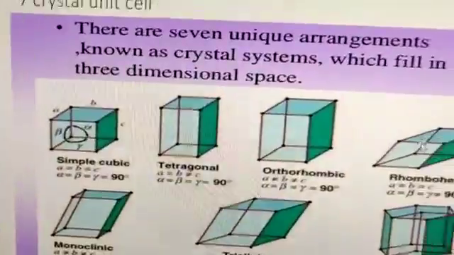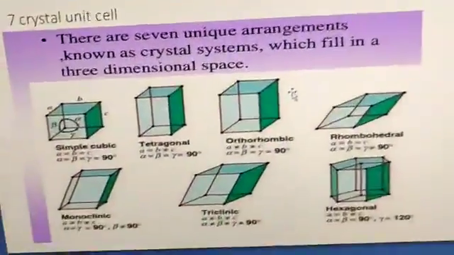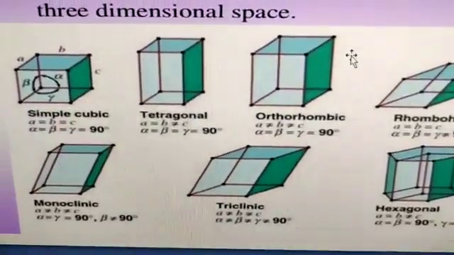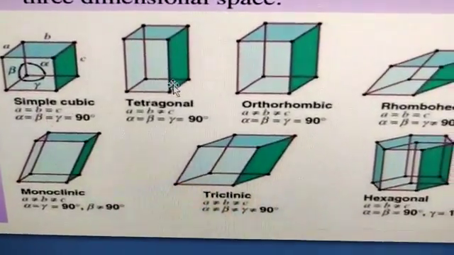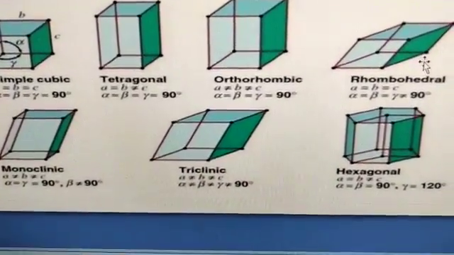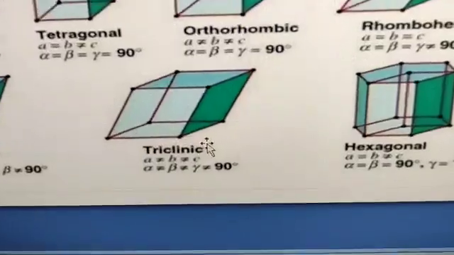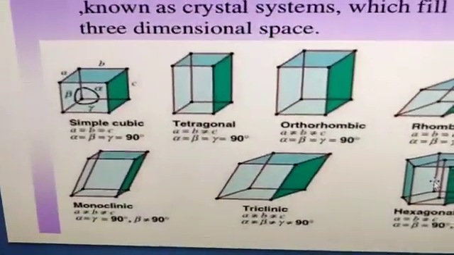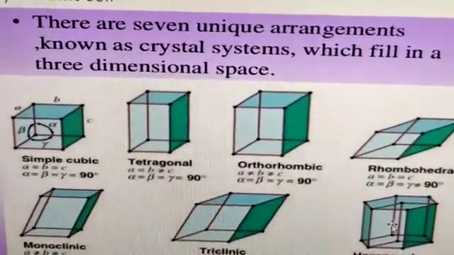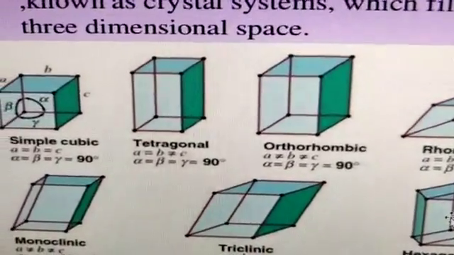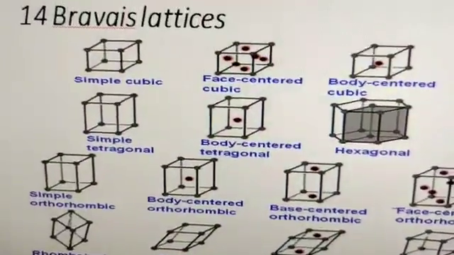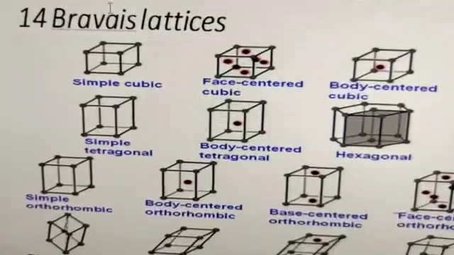Now see these 7 crystal unit cells. Here the main 7 types of unit cells are given: simple cubic, tetragonal, orthorhombic, rhombohedral, monoclinic, triclinic and hexagonal. In the case of the 12th standard syllabus, you are going to study only these 3 types, that is the simple cubic, face centered and body centered. The next one is the 14 Bravais lattices.